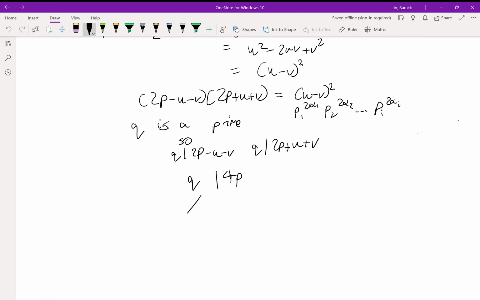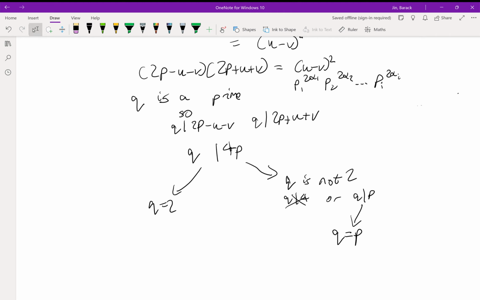Now, either q is 2, or q is not 2, and so q divides 4, or q divides p, because we said q was a prime. This is not true, so q divides p, and the only prime which is a factor of p is p, so q equals p.